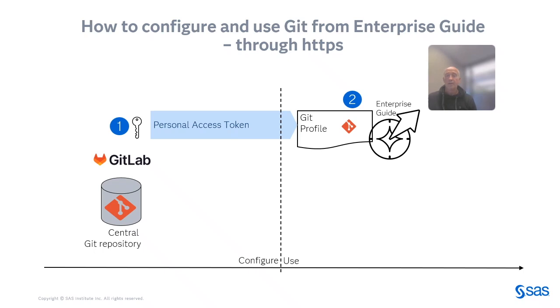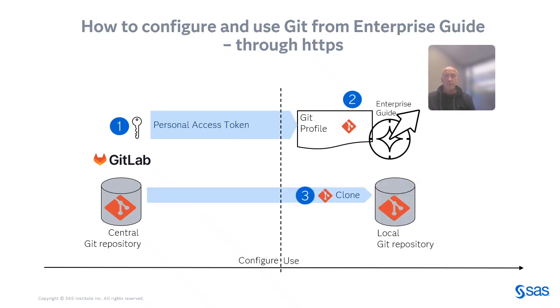Then we went into Enterprise Guide under Tools, Git Connections, I believe it's called, and then we created a Git profile where I gave it a name and my username in GitLab and my email at GitLab, and I pasted the personal access token in the password field, which is important. It's not your password, it's the personal access token. It's considered the best practice, and to a certain extent is even enforced.